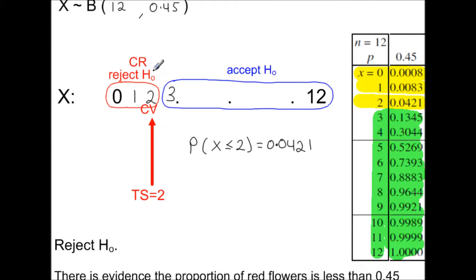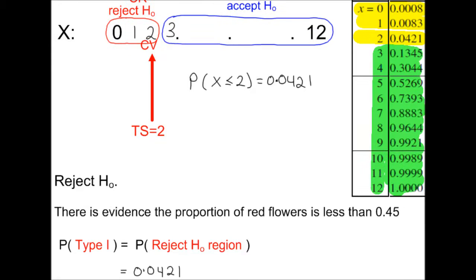We've rejected H0, which means it's possible that a type 1 error was made, and the probability of a type 1 error is equal to the probability of the reject H0 region, so the probability of this region here, and we have already calculated it, which is 0.0421, so this is the probability of making a type 1 error for this context. So the probability of a type 1 error equals the probability of the reject H0 region, 0.0421.